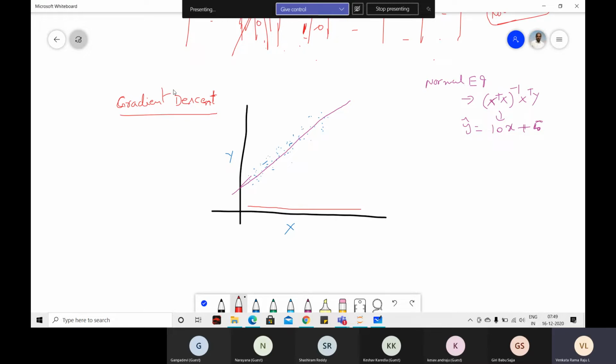So gradient descent and normal equation are solvers. This solver is drawing a line randomly in the space. When I say randomly in the space, what is it doing? Can somebody tell me? In terms of the equation. In terms of thetas.